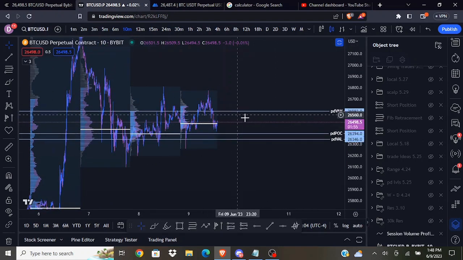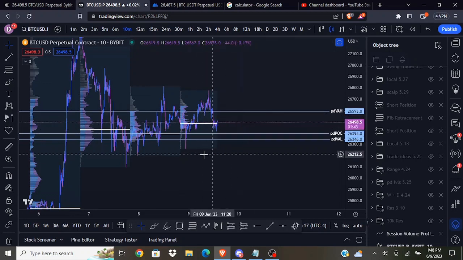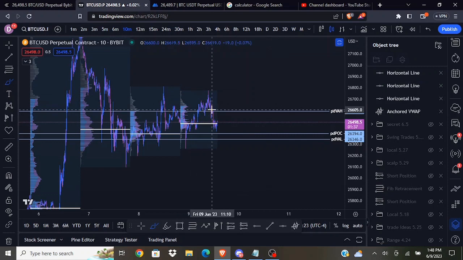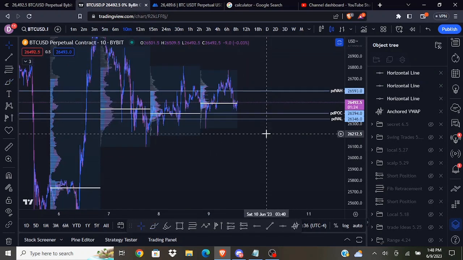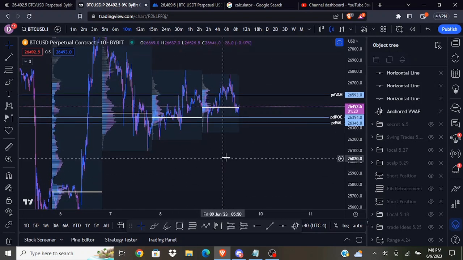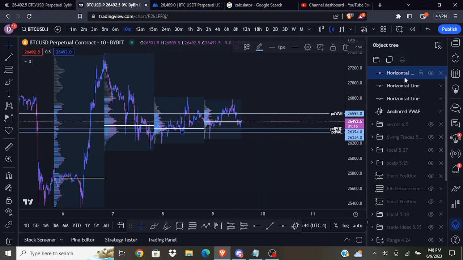These levels are only valid for me until the daily candle closes, which is at 8 o'clock or 20 o'clock. So once the next value area prints, basically once the next daily candle prints, then I will adjust these levels to this value area. And I will go over more later how I use these levels. And I will have timestamps down below so you can skip around or go back to different chapters if you want. But yeah, that is how I mark out the previous day levels.